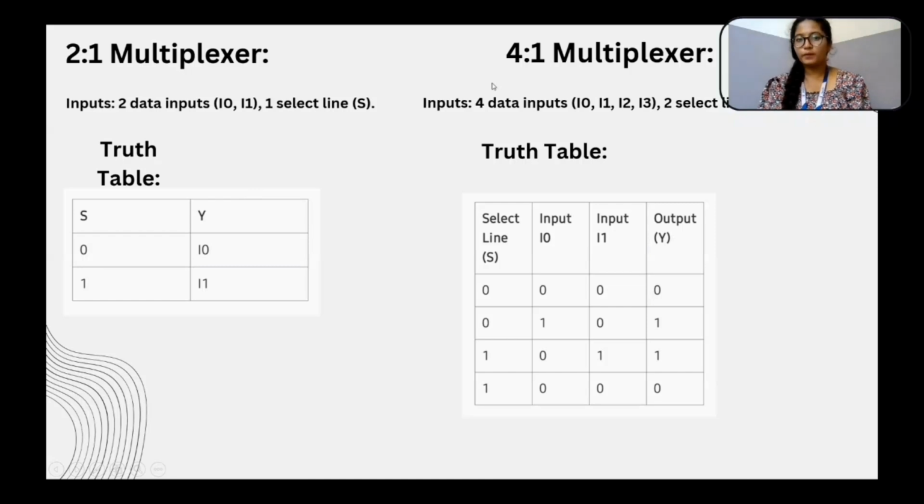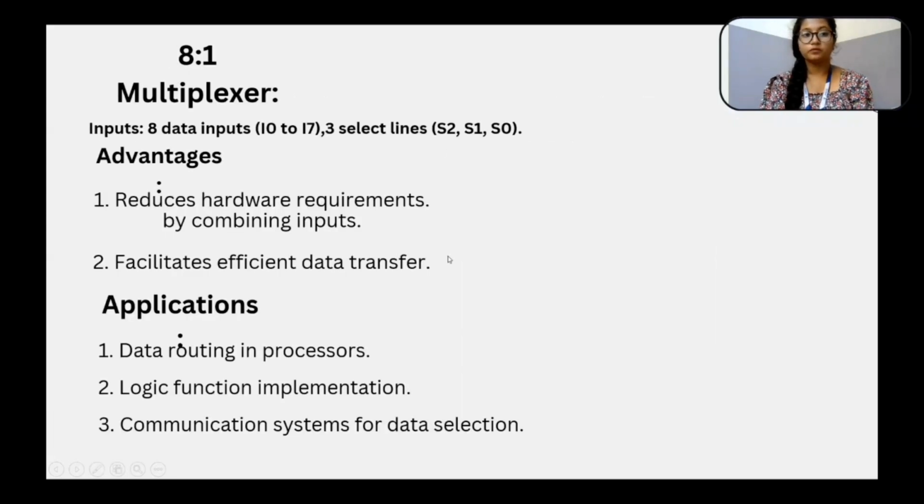A 4 to 1 multiplexer consists of 4 data inputs and 2 select lines. The truth table for the 4 to 1 multiplexer is given here. An 8 to 1 multiplexer consists of 8 data inputs and 3 select lines. The advantages of multiplexers are that they reduce the hardware requirements by combining inputs and facilitate efficient data transfer. The applications of the multiplexer are data routing in processors, logic function implementation, and communication systems for data selection.